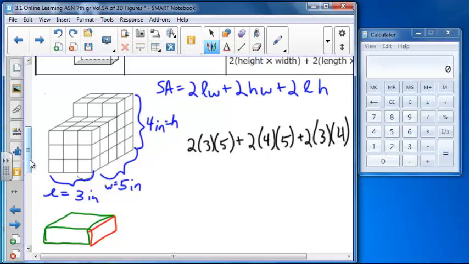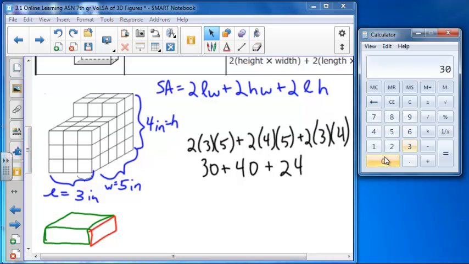2 times 3 is 6, 6 times 5 is 30, 2 times 4 is 8, 8 times 5 is 40, 2 times 3 is 6, 6 times 4 is 24. So you can follow along where I'm at. 30 plus 40 plus 24 gives us a surface area of 94 inches.